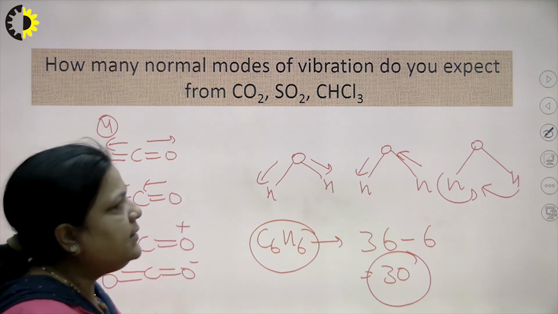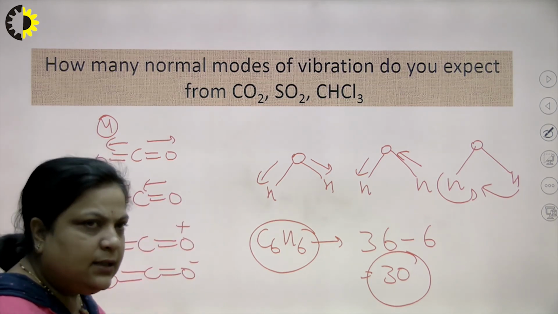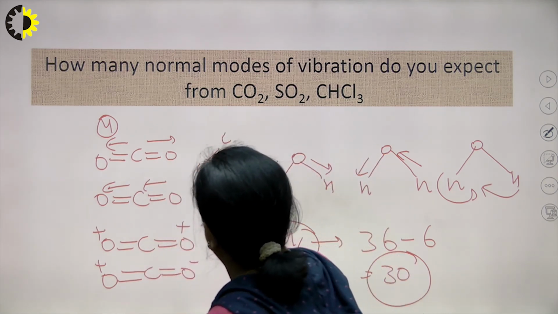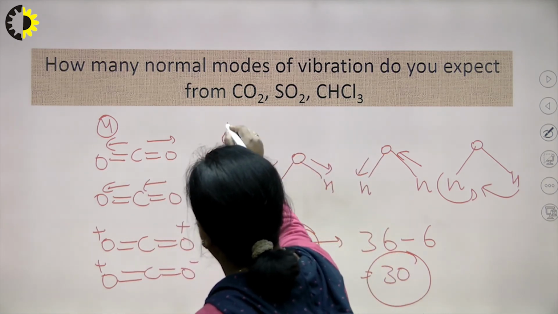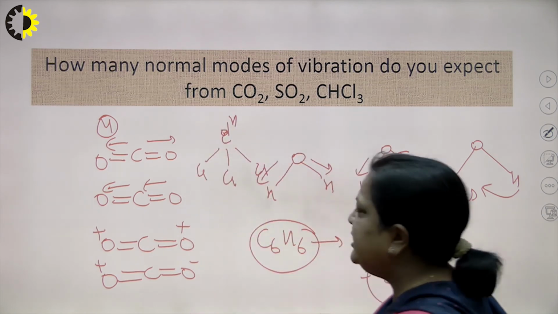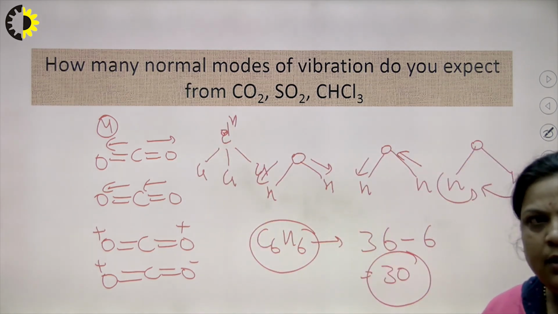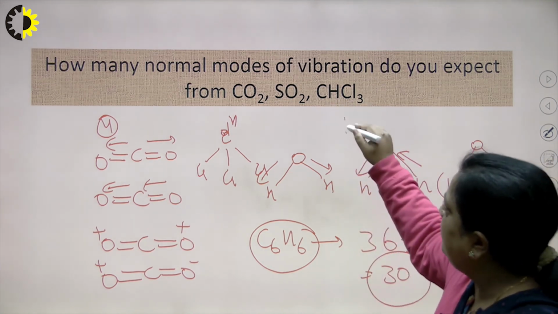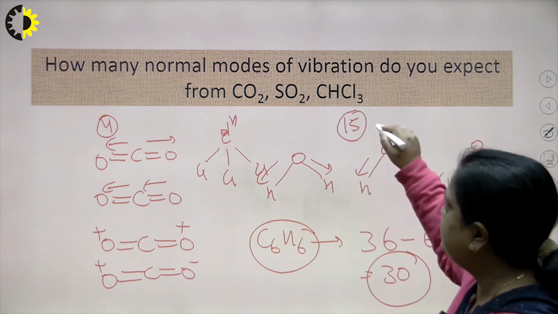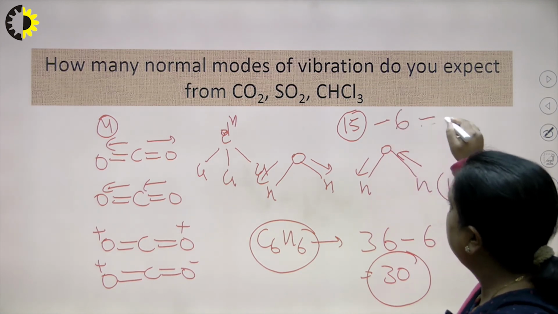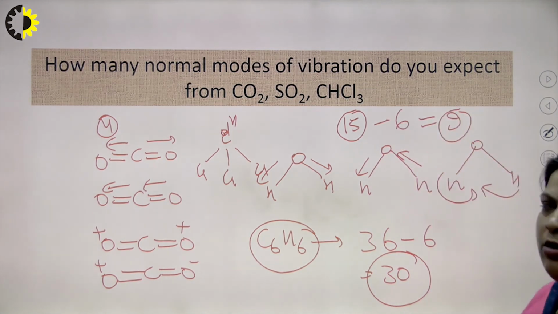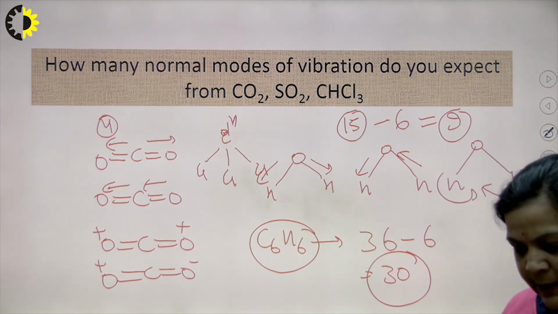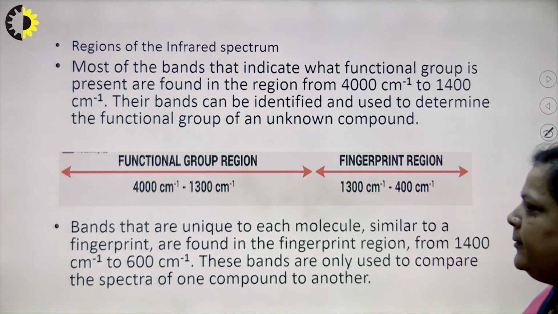Same in CHCl3. The structure is like this, and since Cl is more electronegative, definitely there will be a change in dipole moment. So, it will be IR active. The number of atoms is 3, 4, 5, that is 5, 5 into 3 is 15, it is non-linear. So, 15 minus 6, that is 9. So, in chloroform the modes of vibration will be 9. So, I think it is clear.